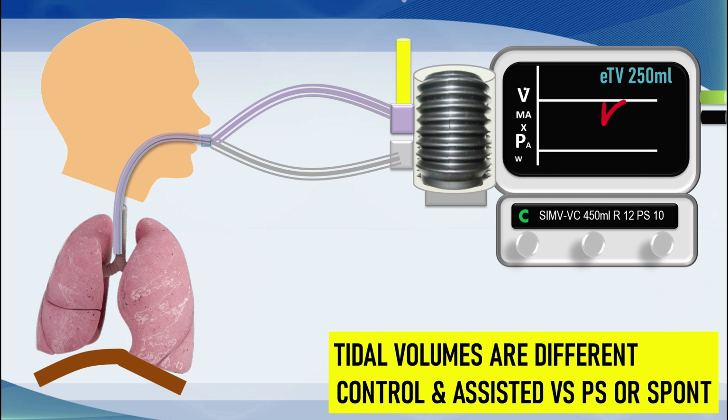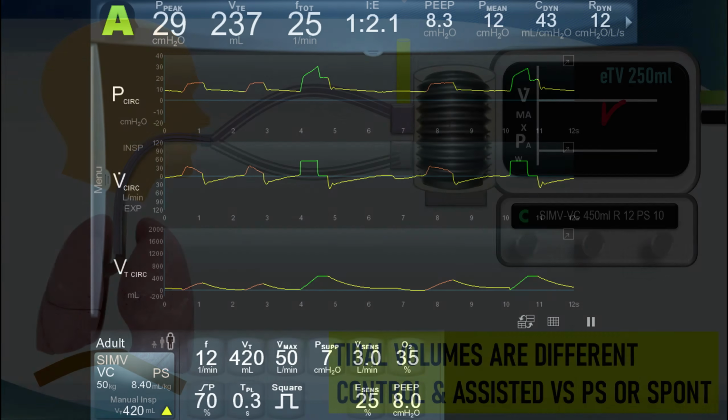So in SIMV with pressure support, the tidal volumes are different. You get the same tidal volume for the controlled and assisted breath and a different tidal volume for the pressure supported or spontaneous breath. You may not give the patient pressure support, but most ventilators now will give a little bit of pressure support, even if you set the pressure support at 0.